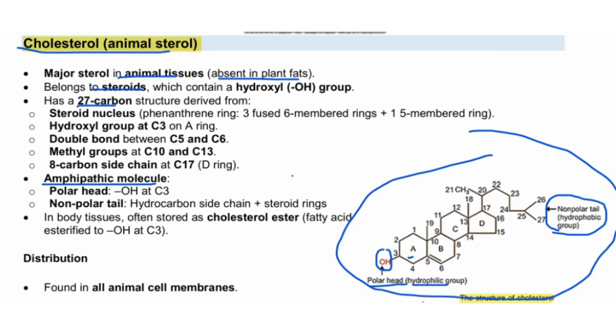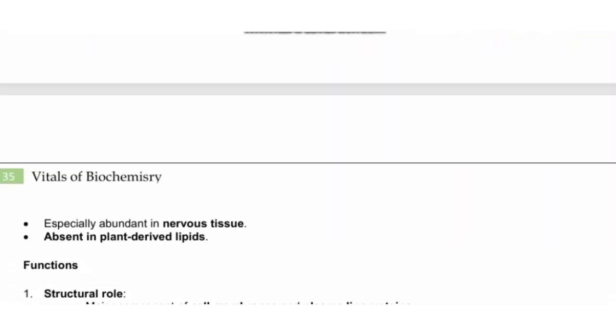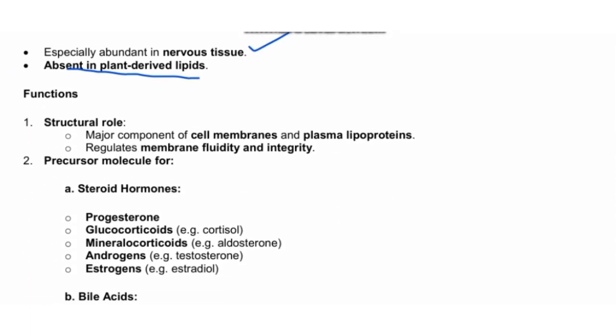This amphipathic nature, having both polar and non-polar parts, makes cholesterol a key player in cell membranes. It can also be esterified, meaning a fatty acid is attached to the OH group, turning it into cholesterol ester for storage. So, where do we find cholesterol? It's present in all animal cell membranes, helping to maintain their structure and function. Cholesterol is especially abundant in nervous tissues like brain and spinal cord, but it's absent in plant derived lipids.